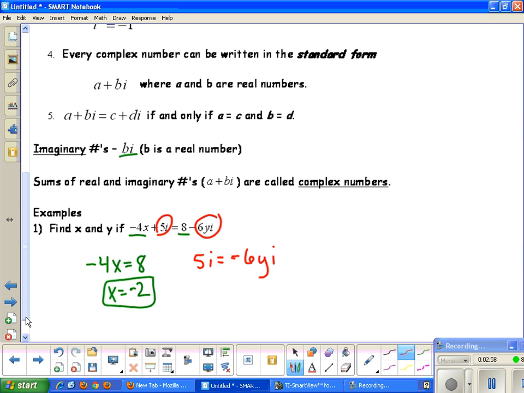And then on this other side, I would divide by i on both sides, because if I divide by i on both sides, notice it's going to cancel out here and here because it's really equal to 1. So I get 5 equals negative 6y, divide by negative 6, and y is equal to 5 over negative 6 for your y. And now when you plug that in for x and for y, you would notice both sides would be equal to each other.